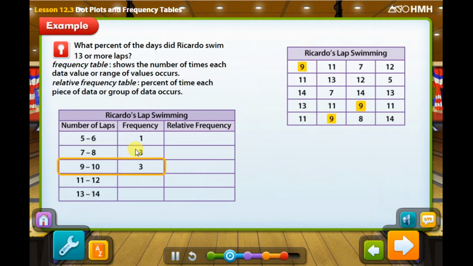He swam 9 or 10 laps on 3 days. He swam 11 or 12 laps on 7 days. He swam 13 or 14 laps on 6 days. To find the relative frequency, divide the frequency by the total number of data values, 20. So let's see. What is the number in all now? How many times are all numbers repeated?